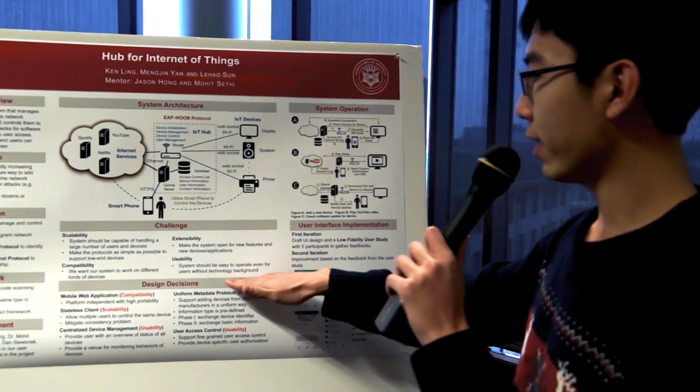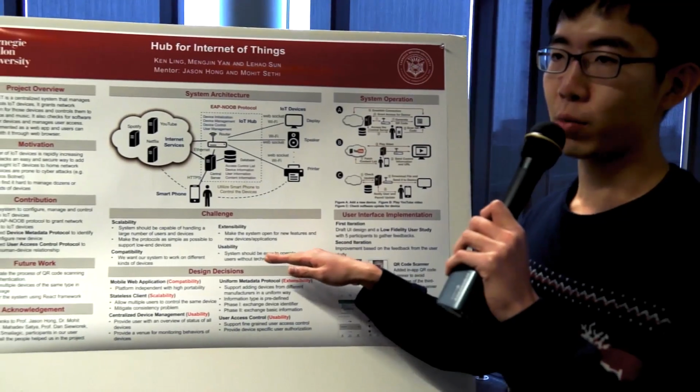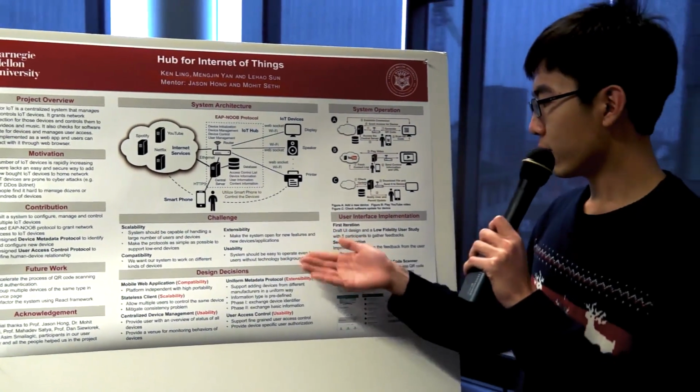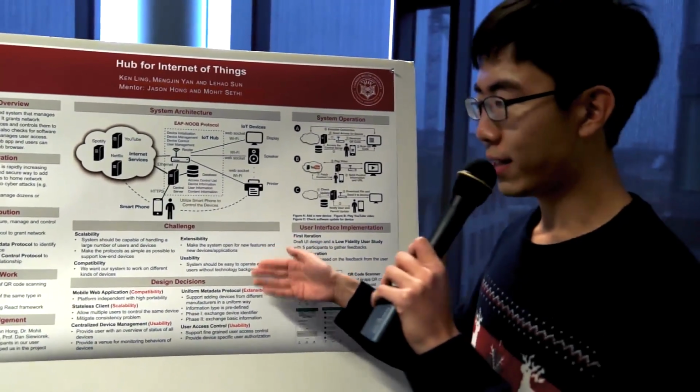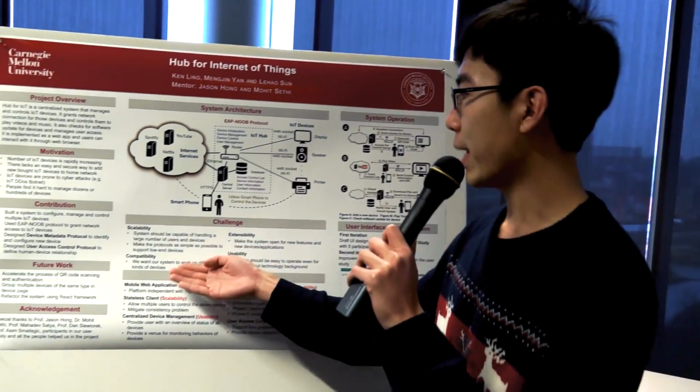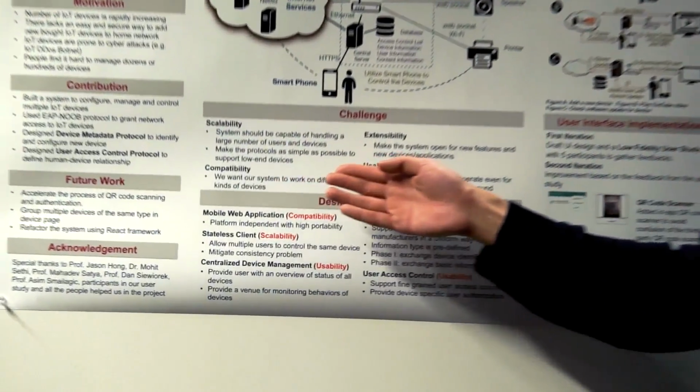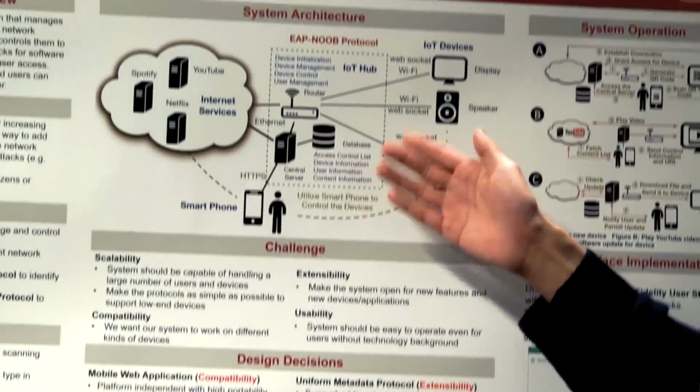The third one is usability. Since we target users without a technology background, the hub server should be as easy to use as possible. And the fourth one is compatibility. We would like our users to use the hub from different devices.